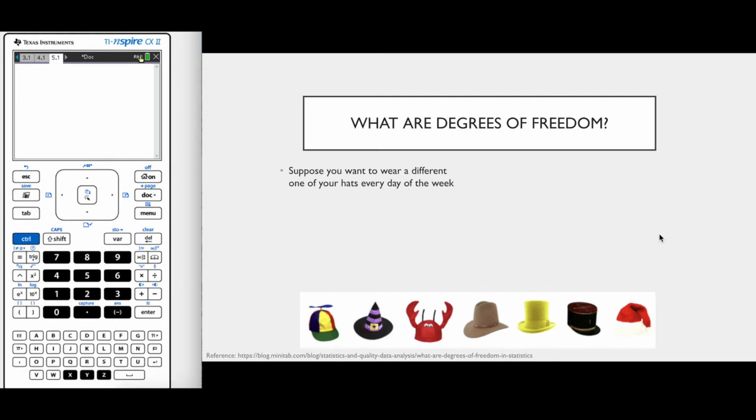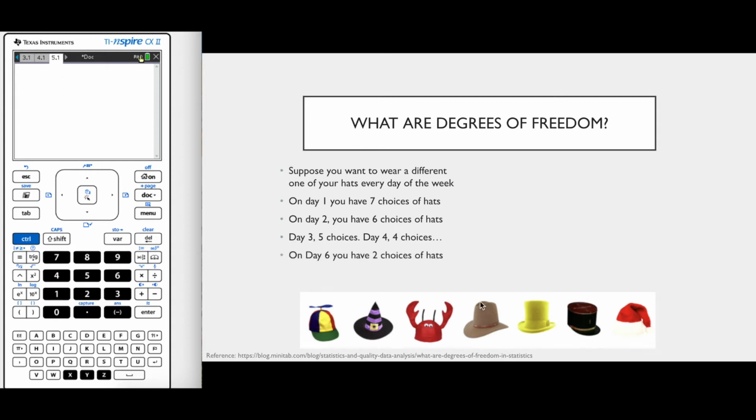Suppose that you want to wear a different hat every day of the week. So you have these beautiful 7 hats. Well, on the first day, you're going to have a choice of 7 different hats that you could wear. So for example, you choose the Santa hat. Well, that one's gone. On the second day, you have 6 choices of hats. And this continues so on and so forth. On the third day, you have 5 choices. The fourth day, you have 4 choices. Eventually, on the 6th day, you're going to have only 2 hats remaining. So you're going to have still a choice between 2 hats. But on the 7th day, you're going to be stuck with whatever hat is remaining.